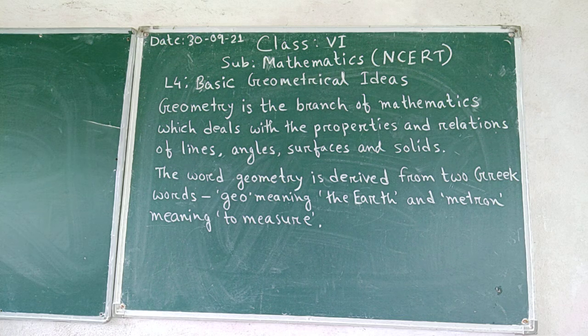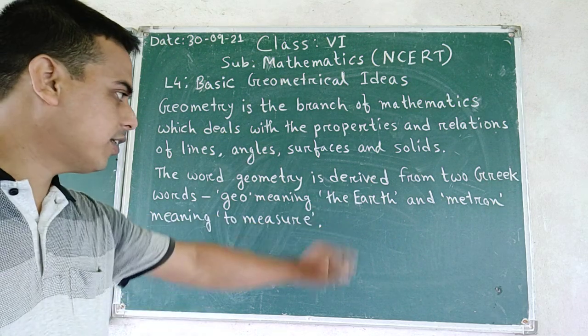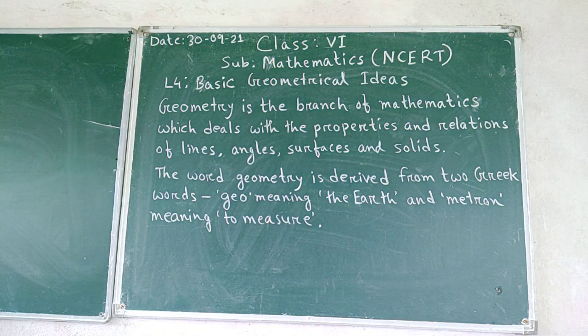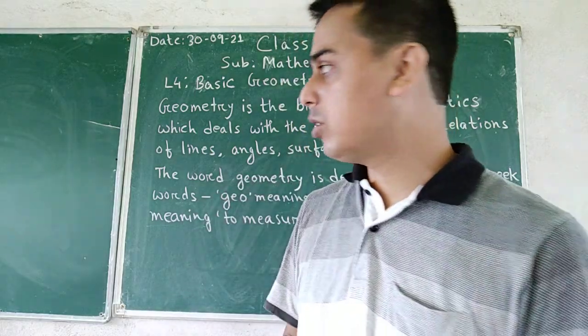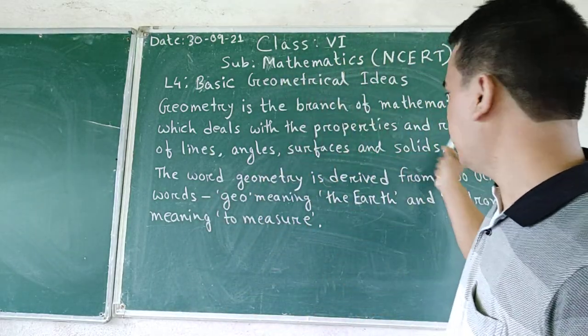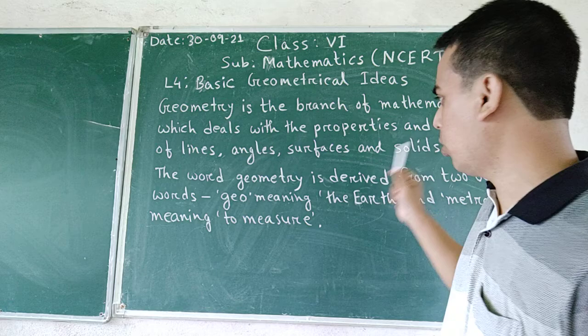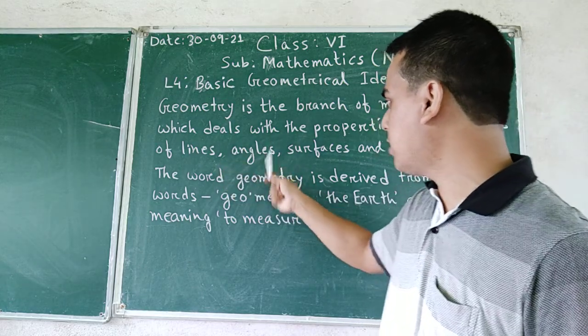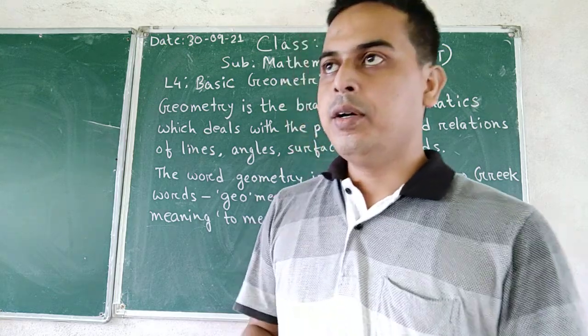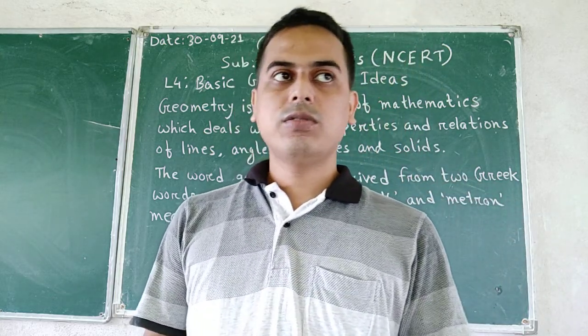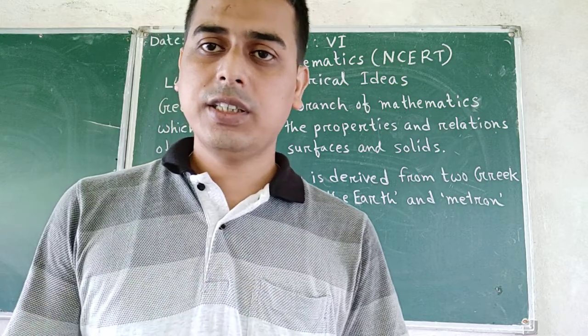surfaces and solids. The word geometry is derived from two Greek words, geo meaning the earth and metron meaning to measure. So, as you see, geometry deals with the properties and relations of lines, angles, surfaces and solids. What are all of these things, lines, angles, surfaces and solids? We will discuss all of this. But first of all, we need to know the basic concepts.